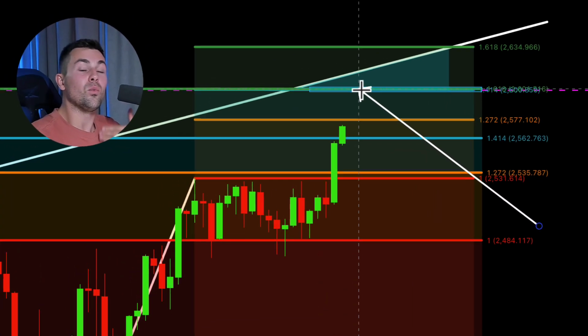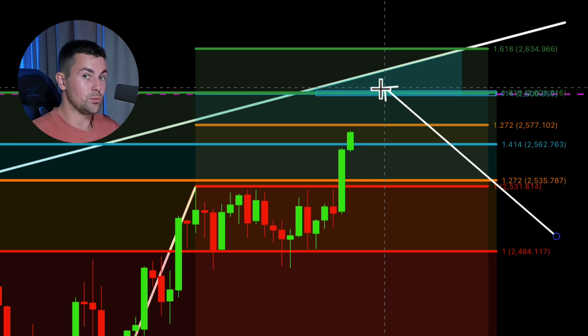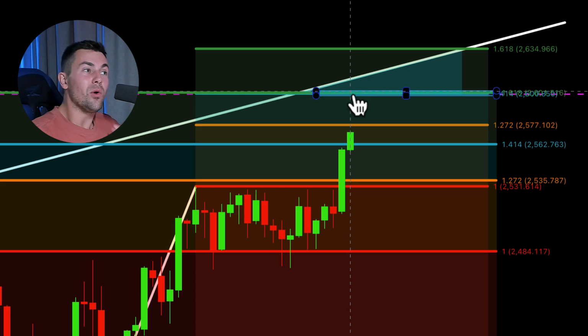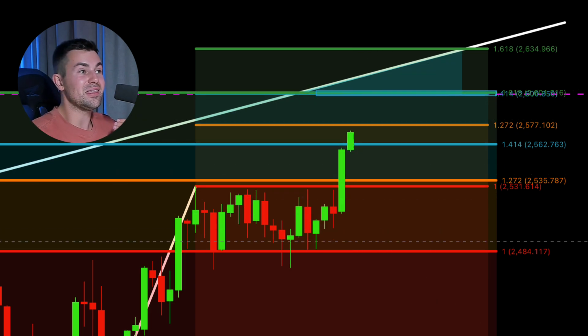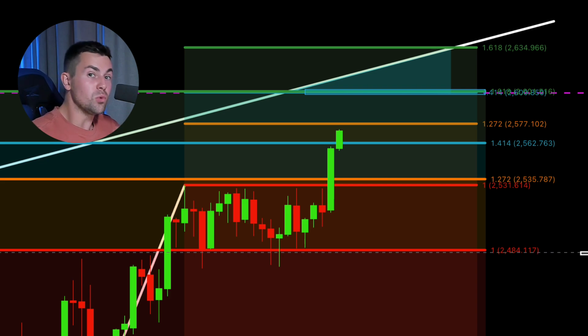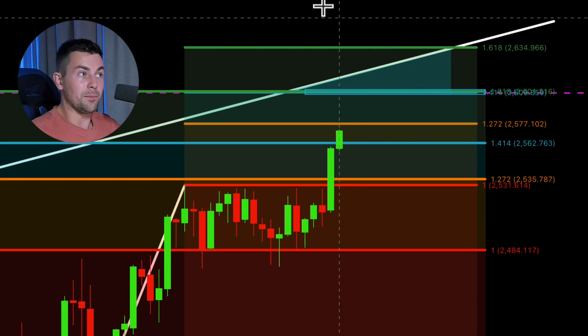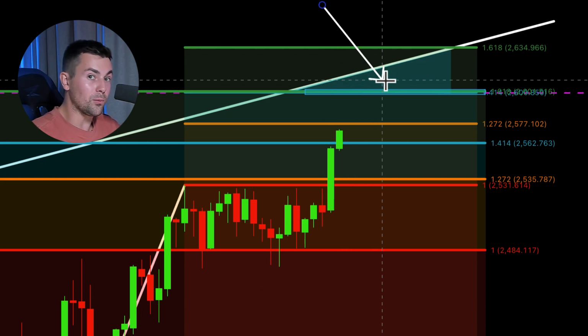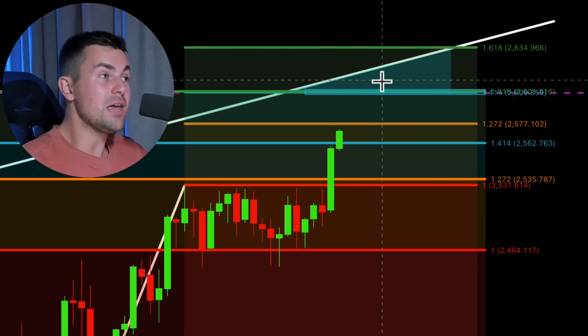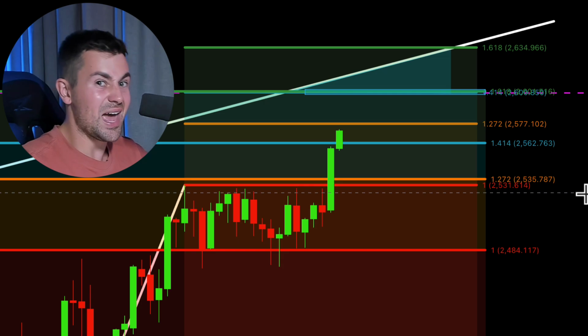And within that zone, we will assume that a lot of selling orders will be placed. And when the market reaches that zone, we will assume that the excess of demand will be finally absorbed by the supply. And first, the market should stop. Then the market will stop within that area. And then if the supply is strong enough, we will see a correctional movement from that zone.